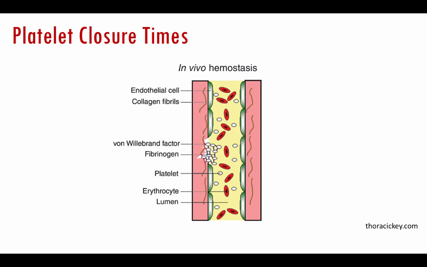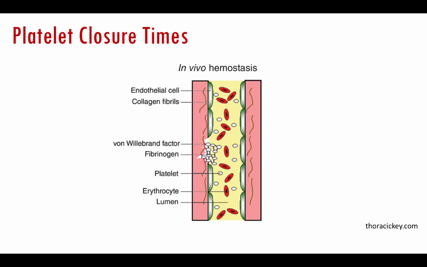Another type of test we do to measure the functionality of platelets, and also the presence of some other factors in the blood, is called platelet closure time. So what happens in your body, in vivo hemostasis, is you have some damage to the lining of the blood vessel wall, and the collagen that's exposed from the endothelial cells and from the underlying connective tissue will stimulate a stickiness in the platelets. And so the platelets clump and they close the gap and then hopefully stop the bleeding.